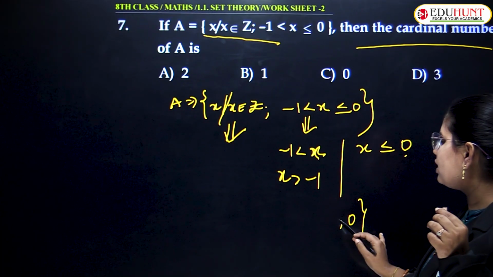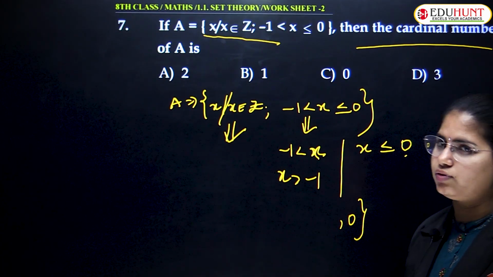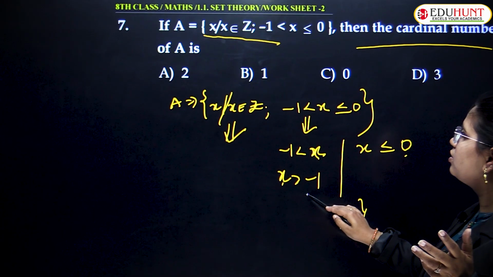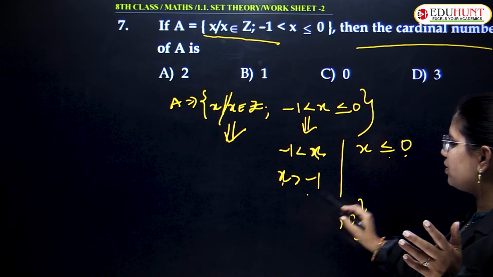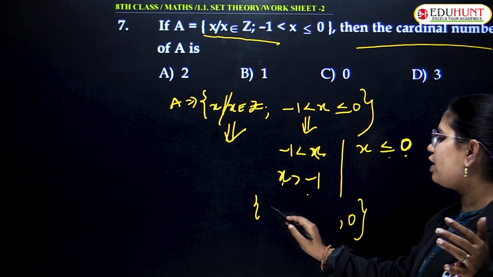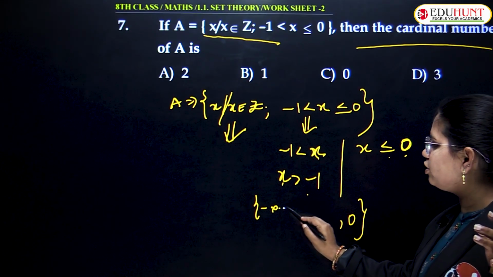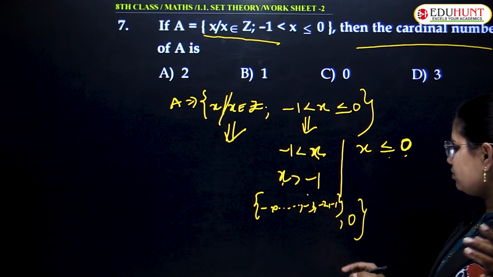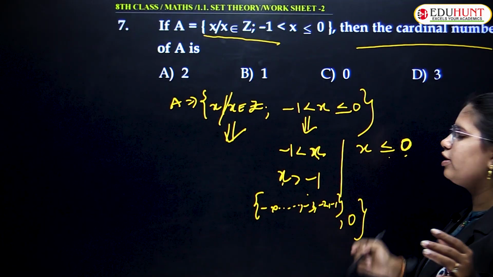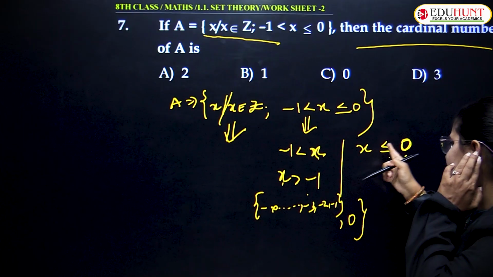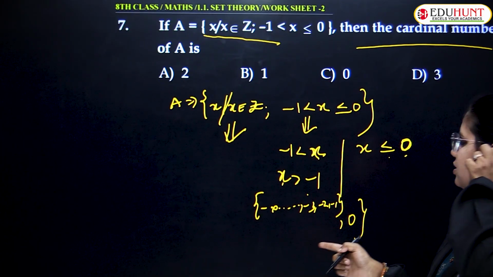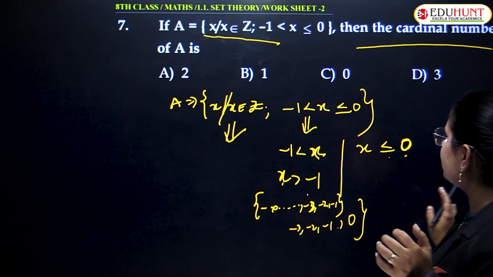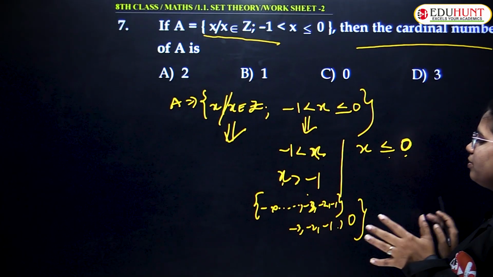What numbers are less than 0? -1, -2, -3 and so on. And x greater than -1, what numbers does that give? Starting from -3, -2, -1, and x less than or equal to 0 means you can take -1, -2, -3 up to 0. So what is the common number over here?